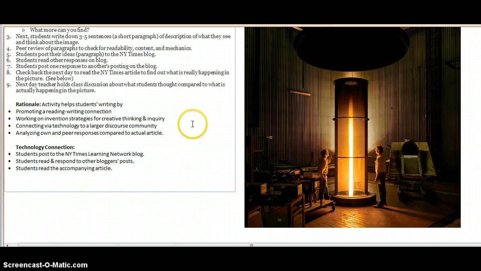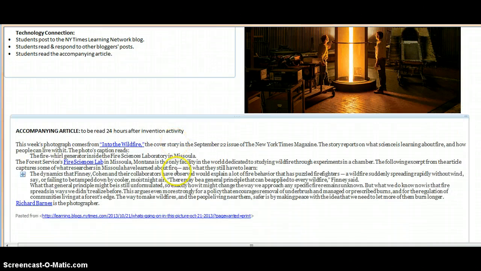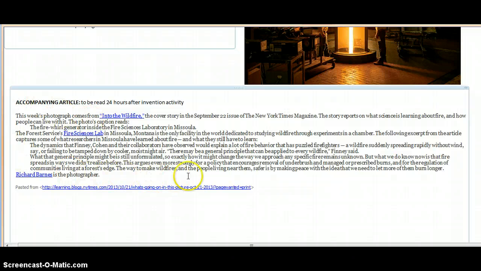24 hours later, on the 22nd, the New York Times will actually post up a short article on what's actually happening in the image. And so you can see down below I've put that short little article, and so students then would be asked to read the article and to discuss it first in a think, pair, share, so with a partner, and then together as a whole class we would discuss the differences between what people thought might be happening in the picture as opposed to what actually is happening in the picture.